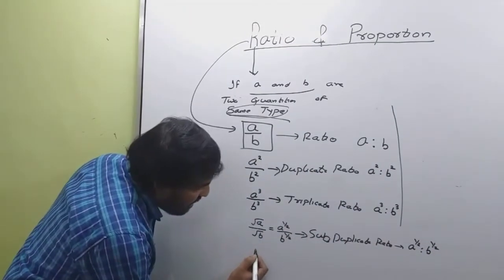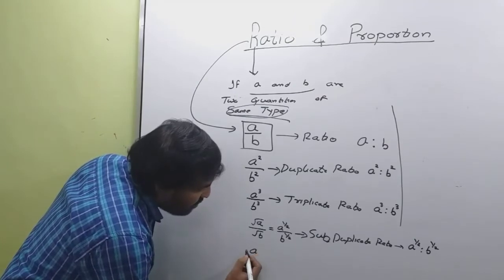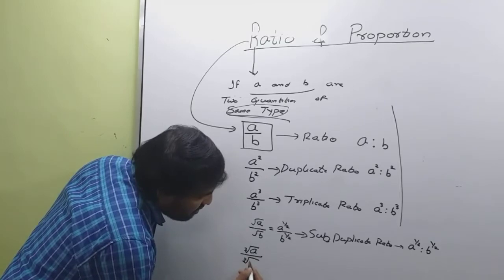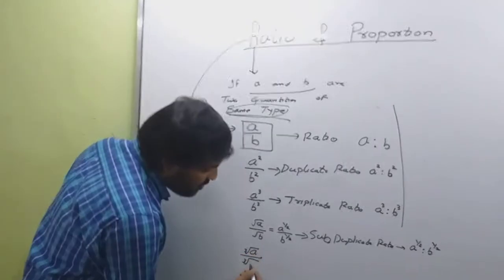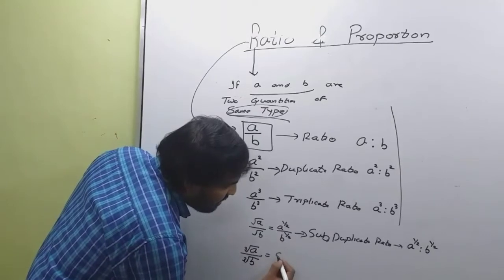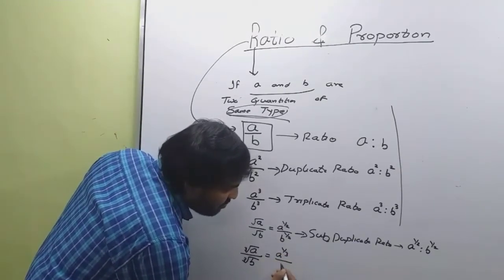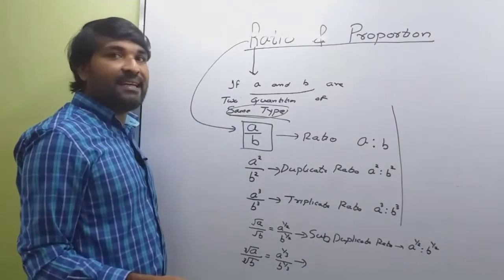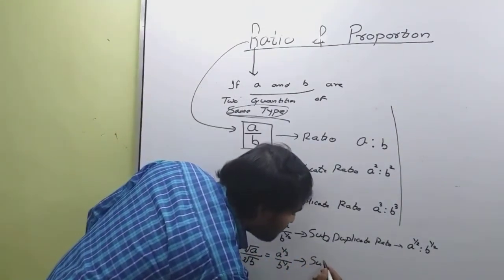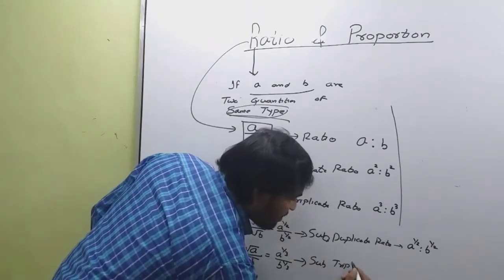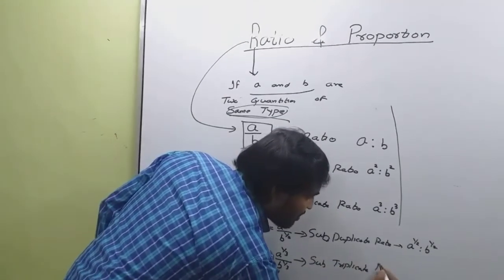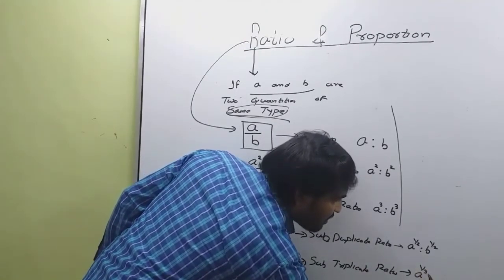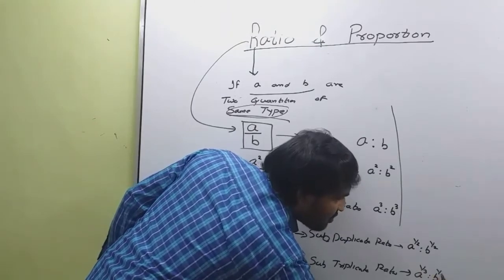Now the cubic root of A by cubic root of B, that is equal to A raised to 1 by 3 by B raised to 1 by 3. This is called subtriplicate ratio and is denoted by A raised to 1 by 3 is to B raised to 1 by 3.